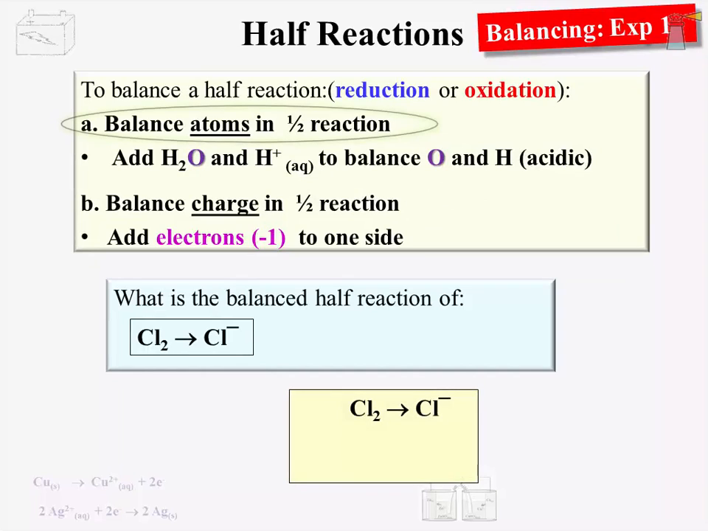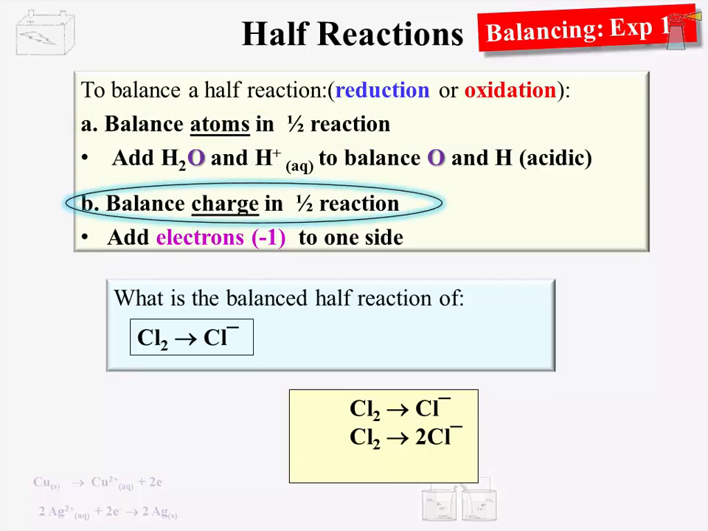Familiar to us is the balancing of atoms. This is done easy enough by adding a coefficient of 2 in front of the ion chloride. What about charge? Is the charge the same on both sides? It is not. On the reactant side, the net charge is 0. Chlorine is a neutral molecule. On the product side, it is 2 times -1, for a net charge of -2.